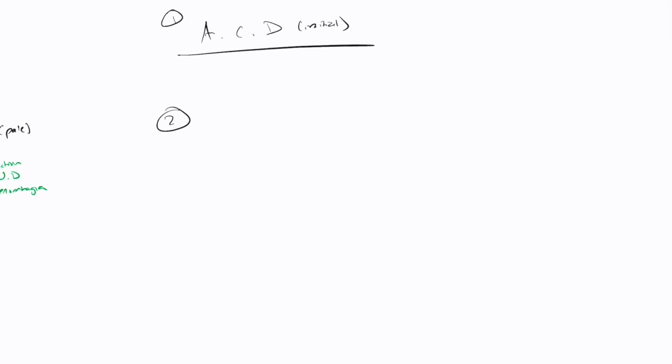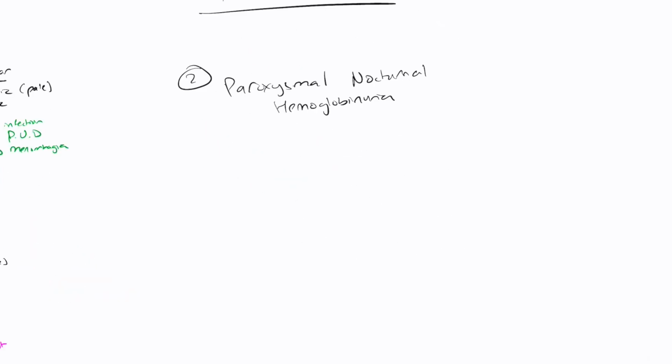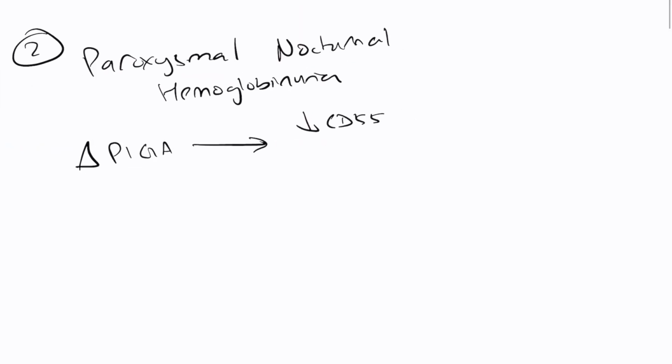The second disease then would be paroxysmal nocturnal hemoglobinuria. Basically what happens is that there's a mutation of the PIGA gene. I don't know the actual name of it, but it's called PIGA. It's going to cause a deficiency in CD55. CD55 is also known as decay accelerating factor, so I'm just going to call it that. And there's also a deficiency in CD59.